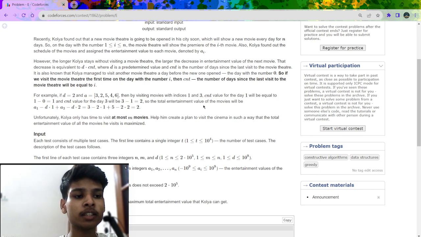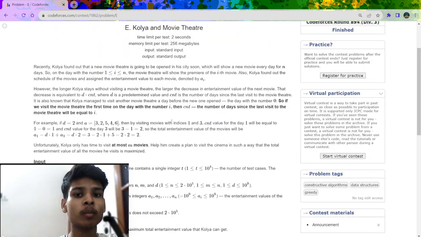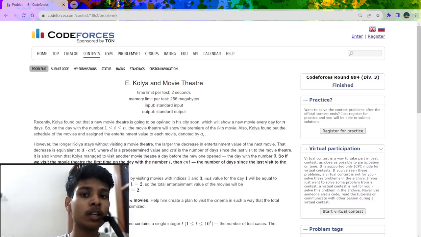So in this case, she watched the movie on index 1 and index 3. Then the entertainment value for her will be a1 minus d into 1 because it's the first day, then a3 minus d into 2, because first she went on the first day, then she went on day 3, and the difference between 3 and 1 is 2. So we decrease d into 2 from a3, and adding all this up we will get the answer. Now the problem says that we can choose at most m movies and we have to tell her the maximum entertainment value she can get among all possible combinations of movies. So our problem statement is clear. Now let's begin the problem solution.